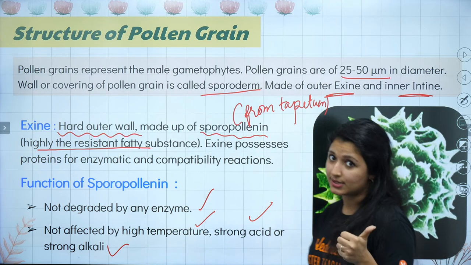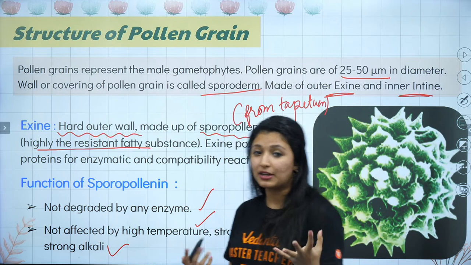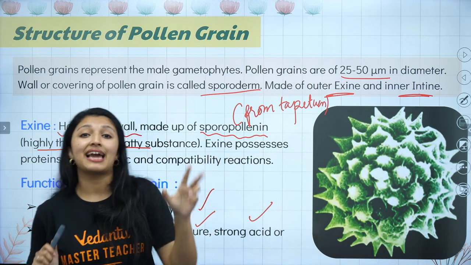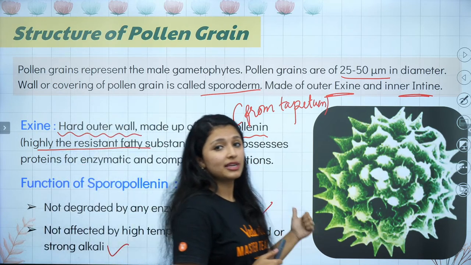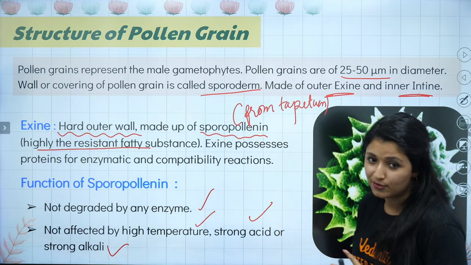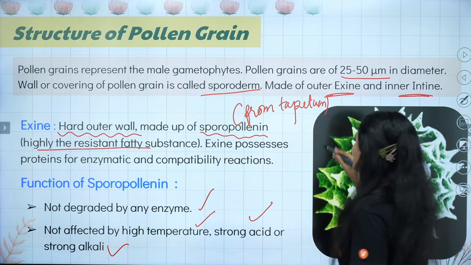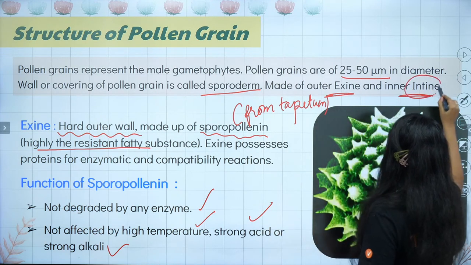Yes, nourishment also it does. It has multiple functions, that's what we learned. It gives nourishment. It helps in producing callase enzyme. It also helps in producing sporopollenin. Three functions are there for tapetum. Now, we also have the intine. Yes, the intine is there.